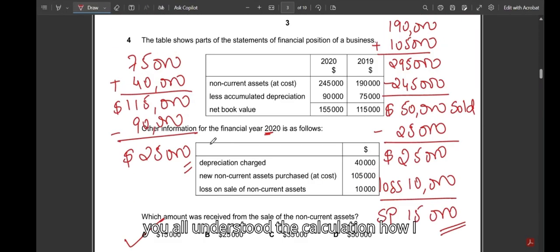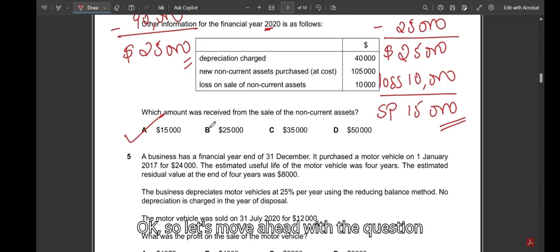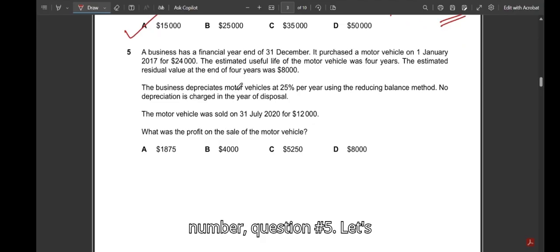I hope you all understood the calculation, how I did. Remember this, they have not given you direct information, but if you know the concept, it's very easy. Basically, I wanted to get the net book value, so through net book value, I calculated the sale price. Okay, so let's move ahead with question number 5. Let's see.